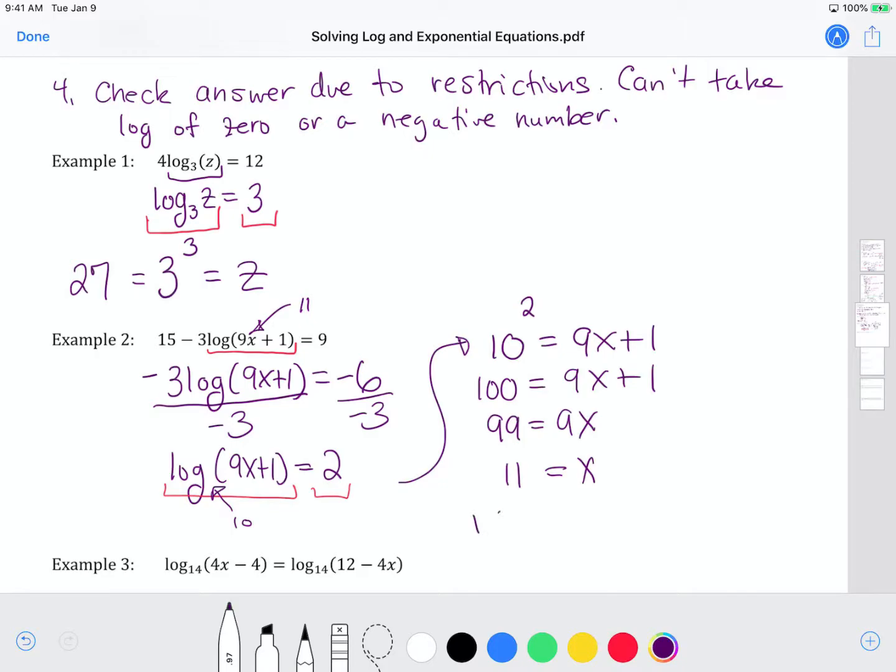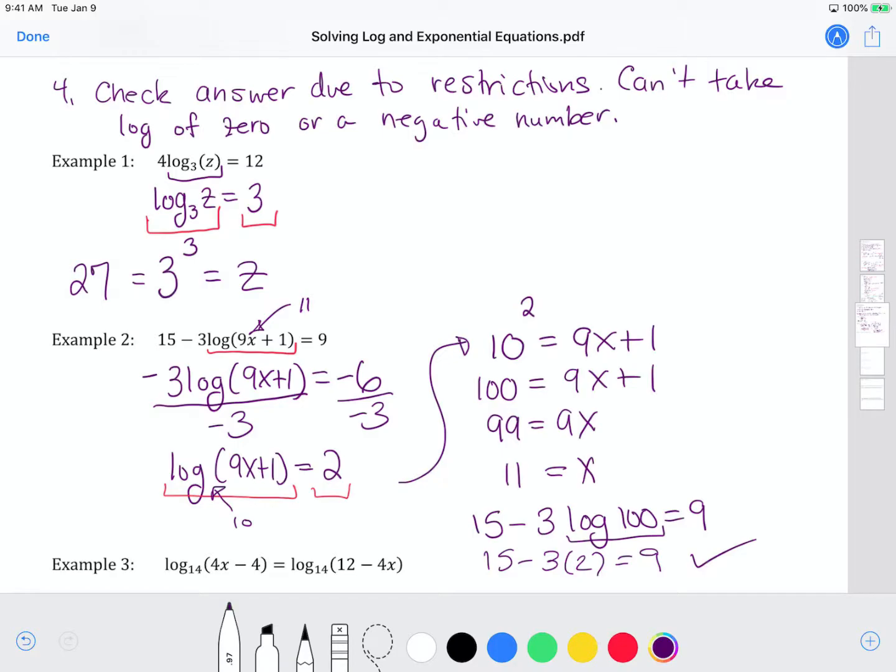And then when I have 15 minus 3 times log of 100 is equal to 9, we'll keep going and check. This is equal to 2 because 10 squared would give me 100. So remember, log is the exponent. My base is 10. So 10 to the second power would give me 100. So I have 15 minus 3 times 2 is equal to 9. And that gives me 15 minus 6 is equal to 9, and that works.